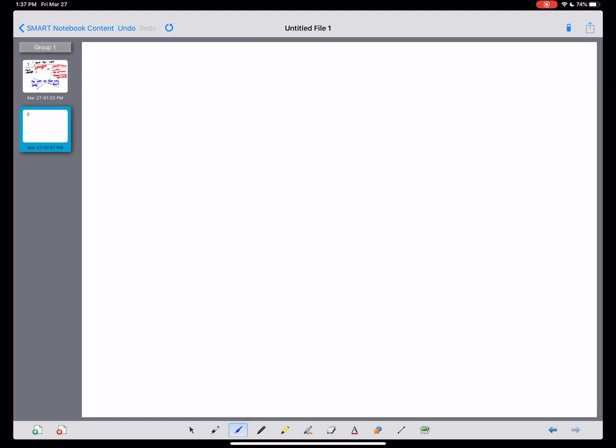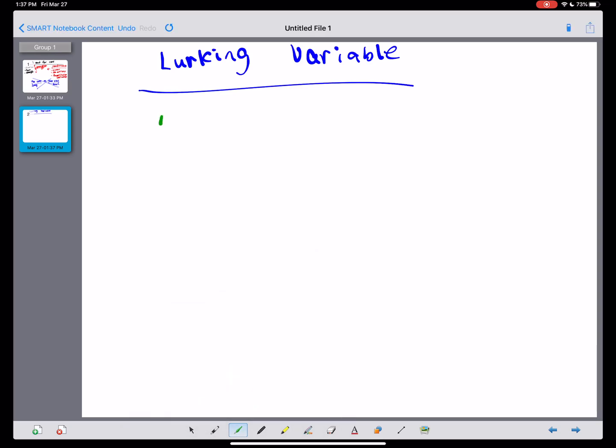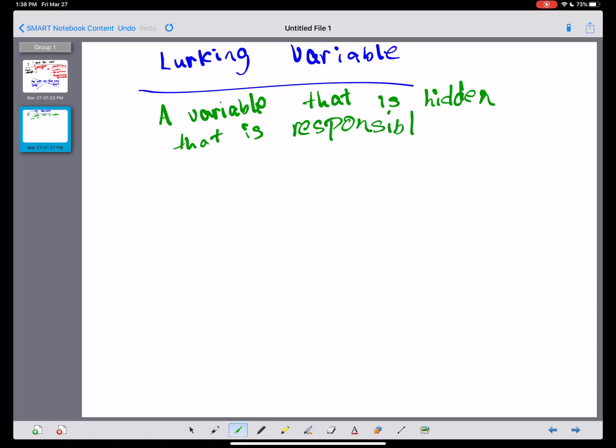The next thing I want to talk about is this thing called a lurking variable. This is probably one of the harder things in this chapter to understand. What a lurking variable is, it's a variable that is hidden. And what I mean by hidden is that it's not specifically given. That is hidden, that is responsible for a correlation. Okay. That's as simple as I can put it.